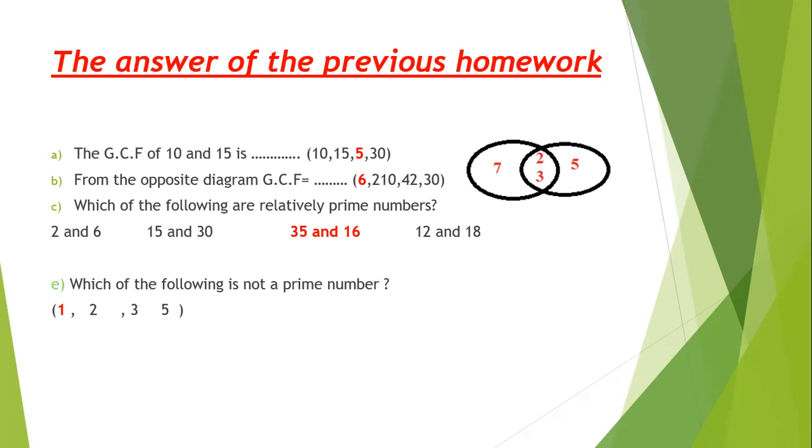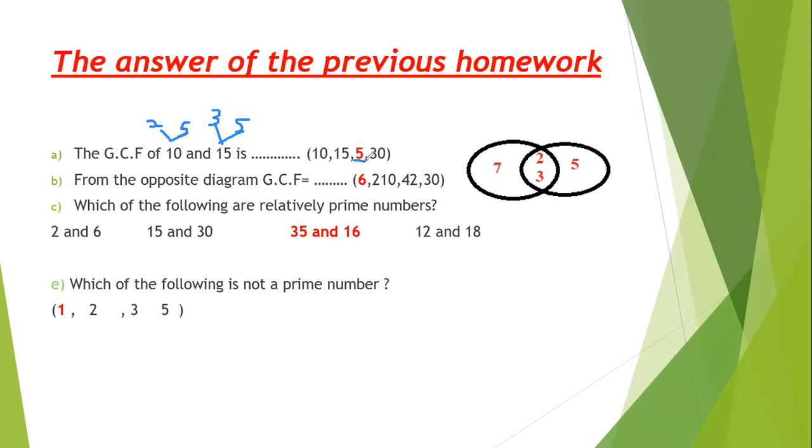How can I find the GCF of 10 and 15? I have to draw a factor tree of 10 and a factor tree of 15 and then get the common. If I want to draw, 10 will be 2 and 5. Both of them are prime numbers. 15 is 3 and 5. The common number is 5, so this will be the GCF.